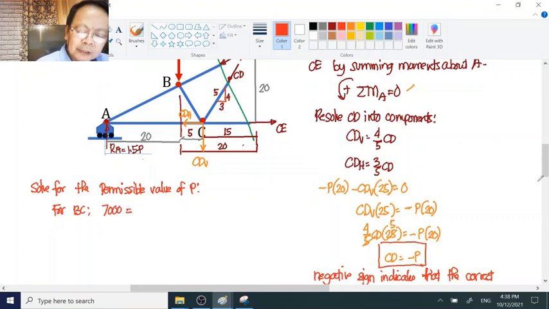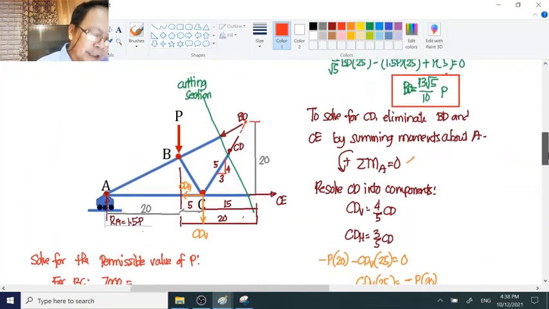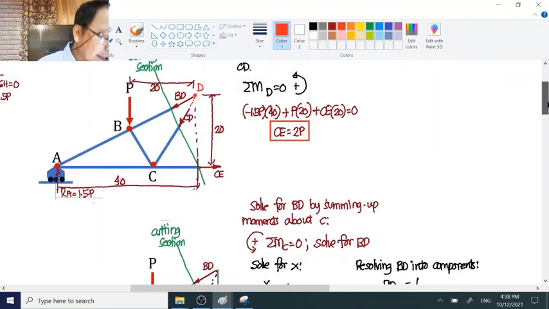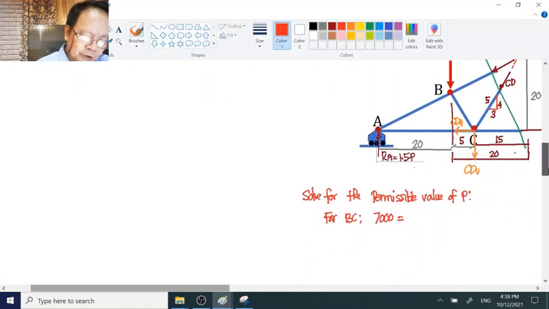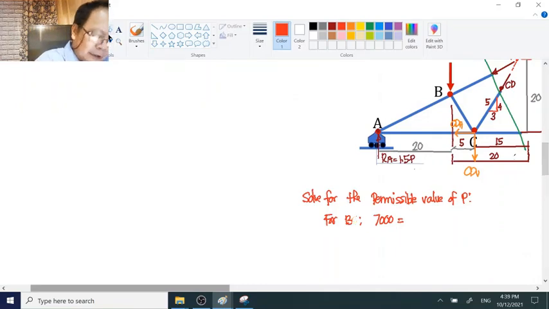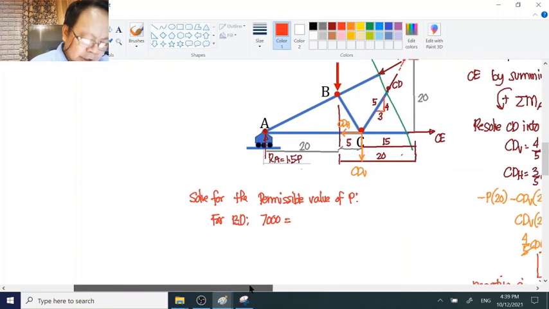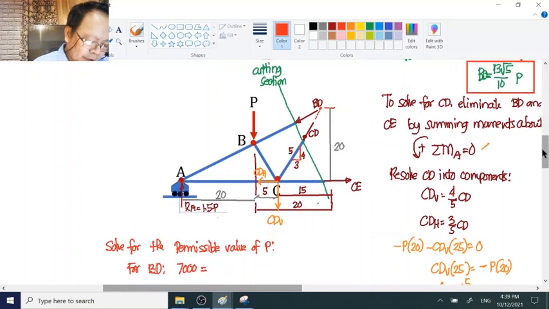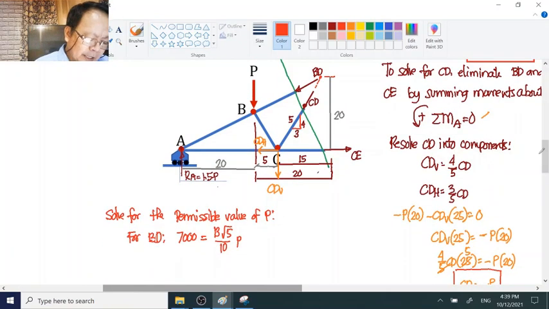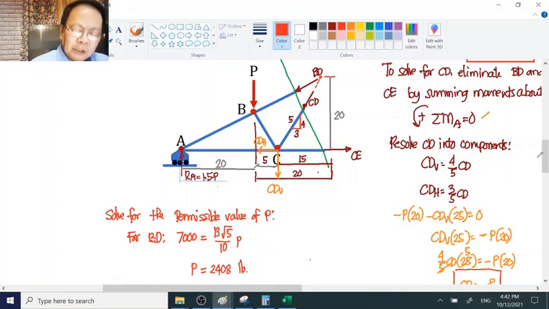Let me go back to our problem. BD is 7,000, so let us start with BD. That 7,000 is equivalent to what we computed for BD: 13 square root of 5 divided by 10 multiplied by P. When we simplify this, we solve the value of P to be 2,408 pounds. This will be one of the values.